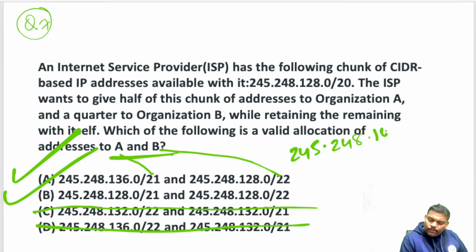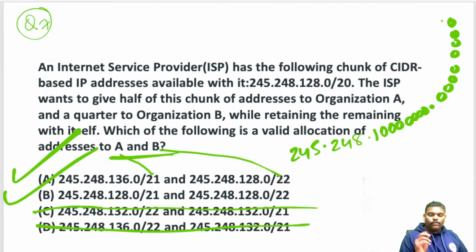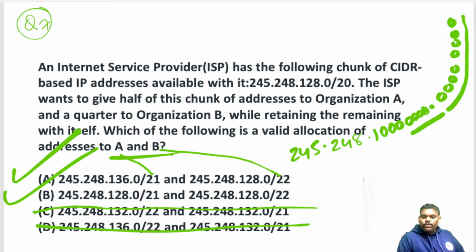How to write 128? Careful, these are the 12 bits. Listen, so 245, 248, the third octet is 128, I have written. The fourth one is 0, see, 12 bits. These 12 bits are important to us.